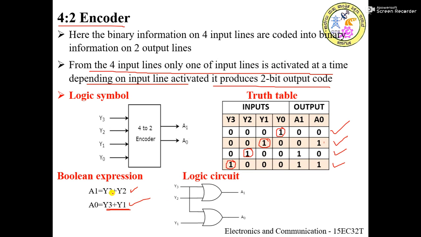Since the literals are ORed here, we have to use the OR gate. So for A1, you are getting a literal Y3 here and one more literal Y2 here. This is nothing but Y3 plus Y2. And similarly for this one, Y3 plus Y1. This is for A0. This is the logic circuit.